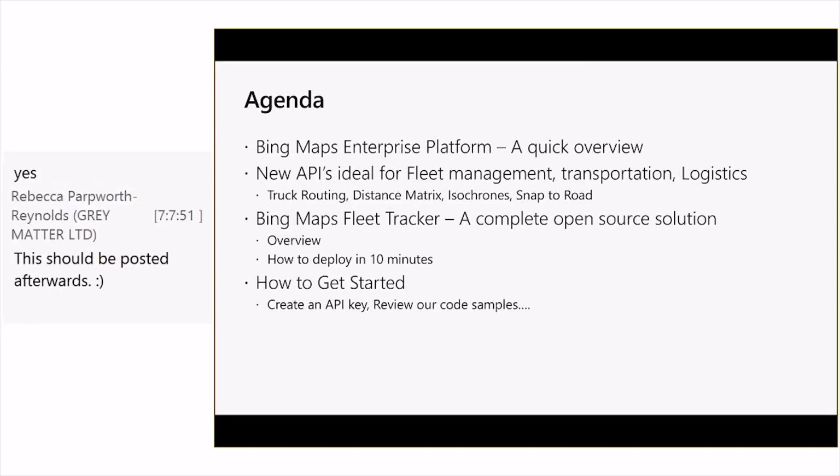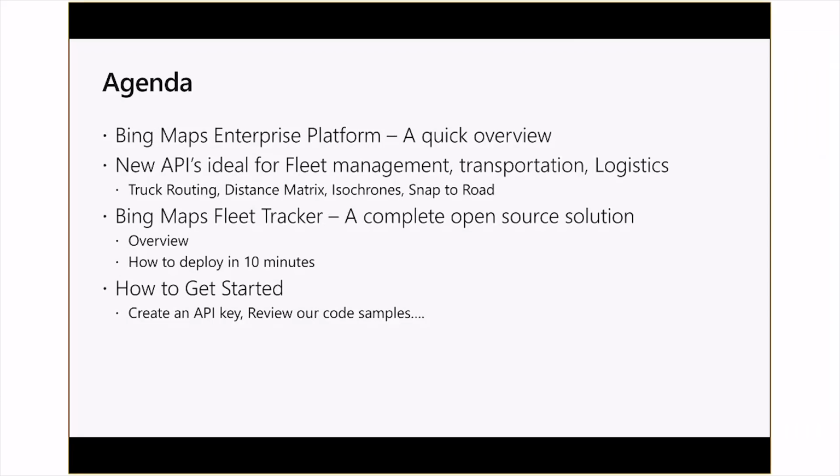Then we'll take a good amount of time looking at our Bing Maps fleet tracker. This is a complete tracking solution that we released as an open source solution in January. We'll show you how you can deploy it yourself, be up and running basically with a real-time tracker in about 10 minutes. And then we'll just give a review of how to get started. We'll show you how to create an API key if you're really starting with the very basics, provide links to our code samples and all that stuff.